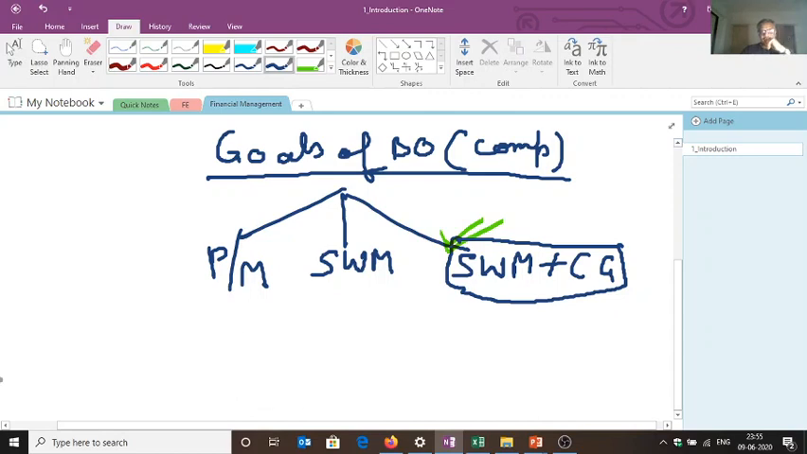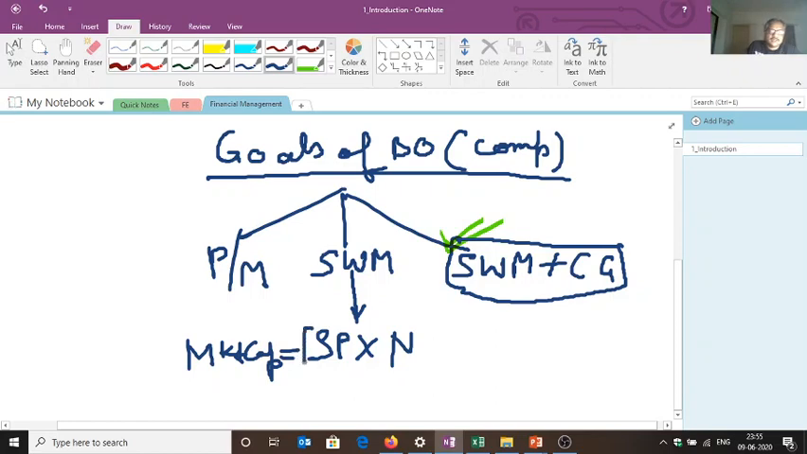So it means profit maximization is not the goal. The wealth of the shareholder is not the goal. Rather, shareholders' wealth maximization along with corporate governance is the goal. Let me elaborate. What do we mean when I say shareholders' wealth maximization? The share price into number of shares, which is technically nothing but market capitalization. And this is share price into number of shares will give you market capitalization, which is the wealth of the shareholders.